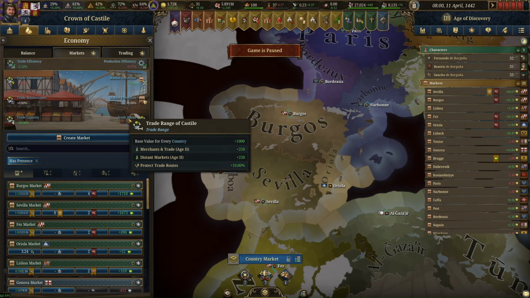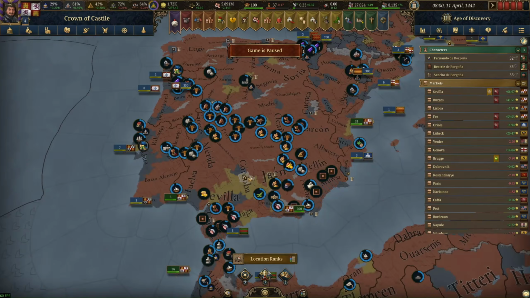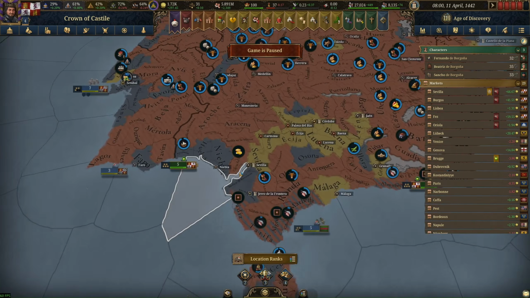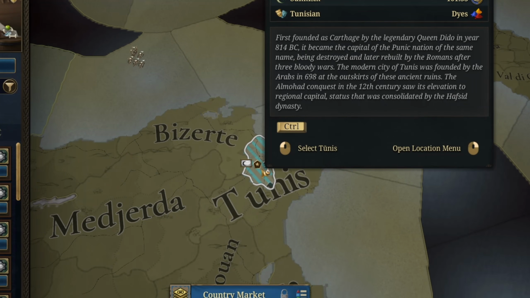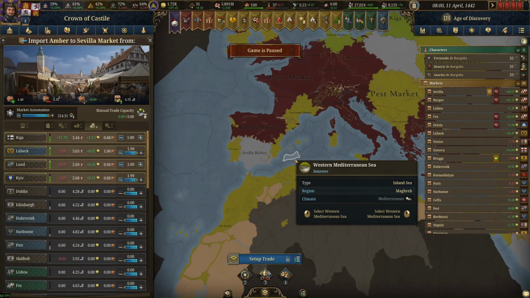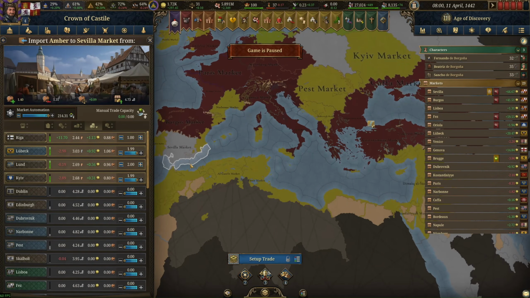The next statistic is trade range, meaning how far your trade can reach from a specific market. It is calculated not from your country's capital, but from the location that serves as the trade center, and not to the border of another market, but to its center. You increase this statistic mainly through scientific research. Sometimes privileges or laws can also increase it. Sometimes you can bypass distance limitations by building a chain of trade routes between various markets.